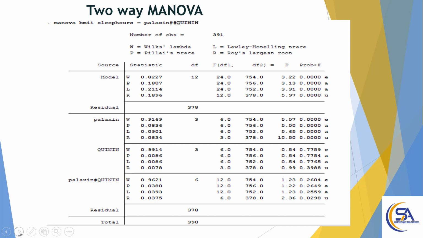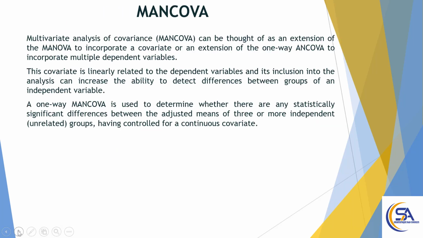Alright, so this is a two-way MANOVA. That is, you have 2 dependent variables that are continuous and 2 independent variables that are categorical. Of course, the table is bigger compared to the first one. Then we have MANCOVA. Now, this is where we have the covariates. So the MANCOVA, multivariate analysis of covariance, is an extension of the MANOVA, but it incorporates covariates.